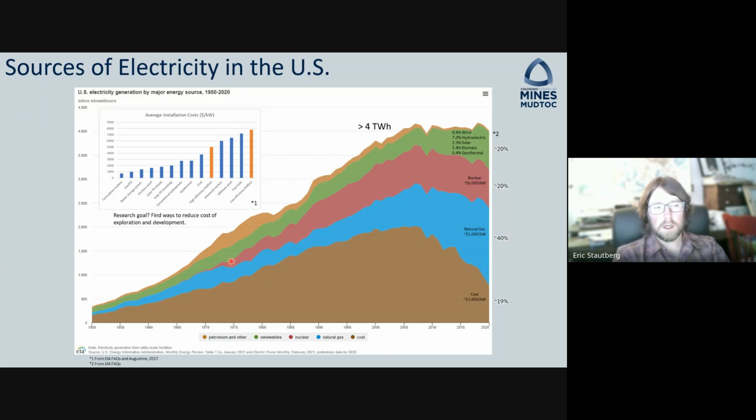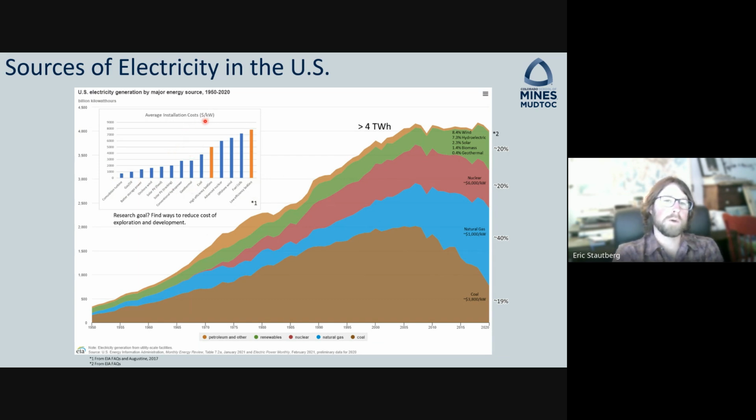This is another graph from EIA that just shows that breakdown in a different way. We use about just over 4 terawatts of electricity here in the US, which is a lot of energy. And you can see that breakdown, how it's changed through time up to 2020. And then up here is another graph from, I think, Augustine 2017 that shows the distribution of the average installation costs in dollar per kilowatt of these different energy sources. Of course, our combustion turbines for natural gas are the cheapest right now. Solar and wind kind of fall in the middle.